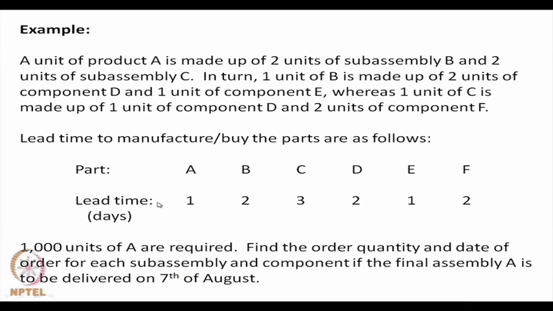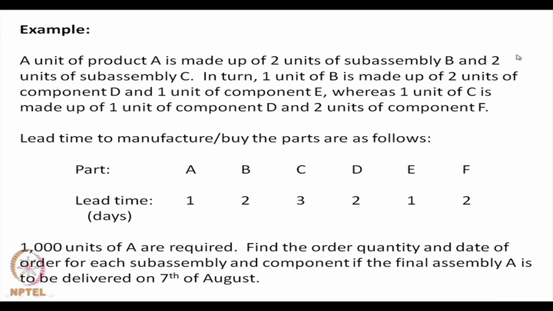You can see that the demand for various items B, C, D, E, F are all defined once the demand for A is known, and the demand for A is known: 1000 units. Therefore, the demand for B, C, D, E, F are known. This is the case of dependent demand.